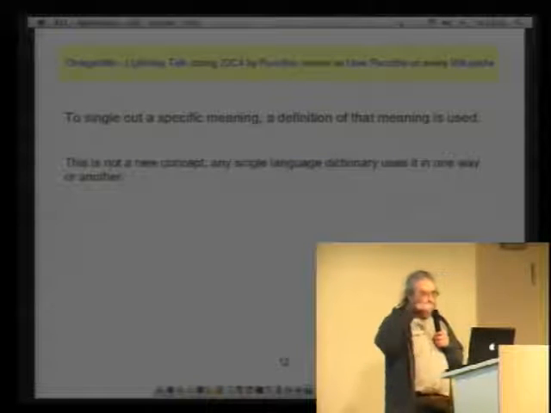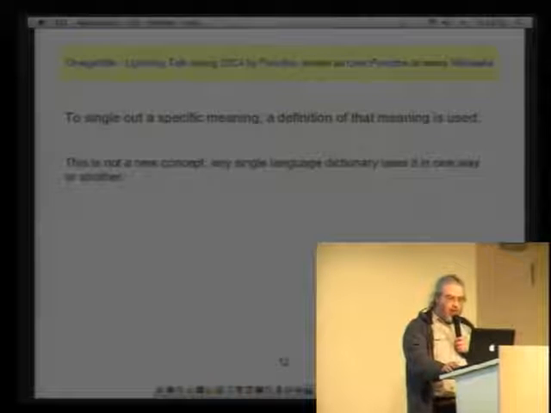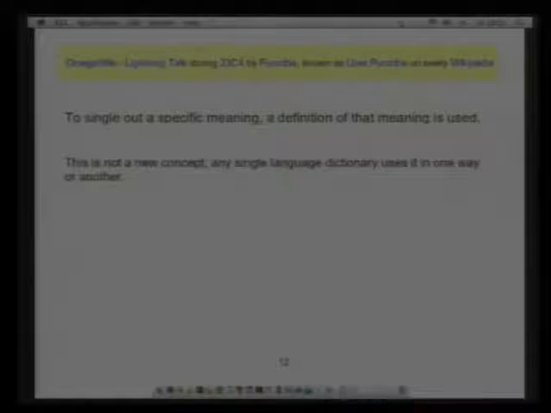Okay, short break. Putting a definition towards a word is nothing new. That is something which every single language dictionary has used for centuries.